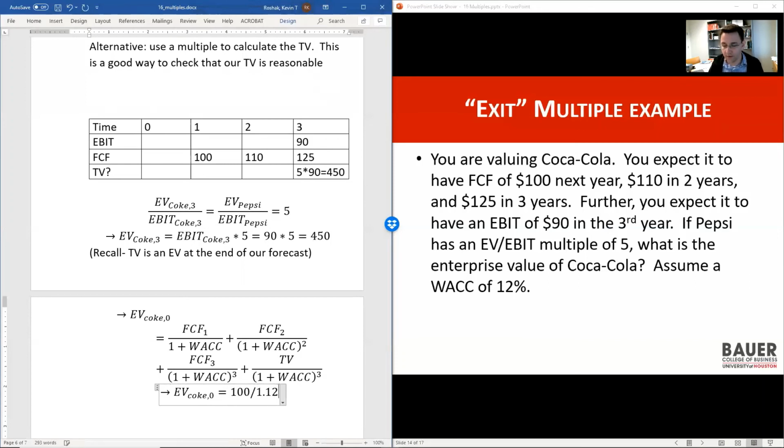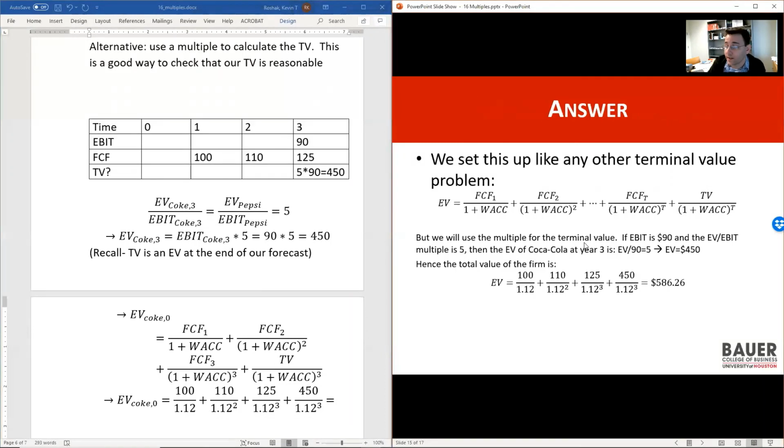$100 discounted at 12%, plus $110 discounted at 12%, 125, and then finally 450. So you put all that into your calculator, and you can figure out that the enterprise value for Coke should be about 586.